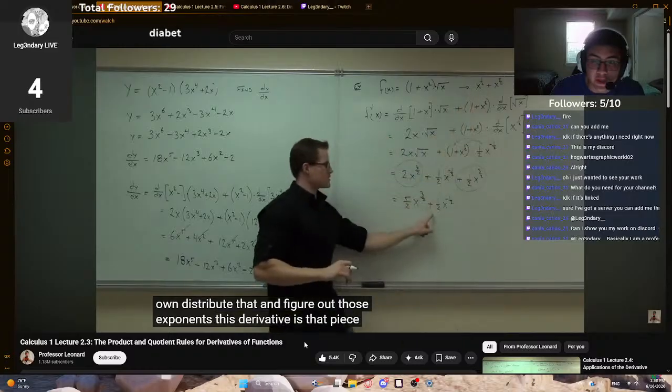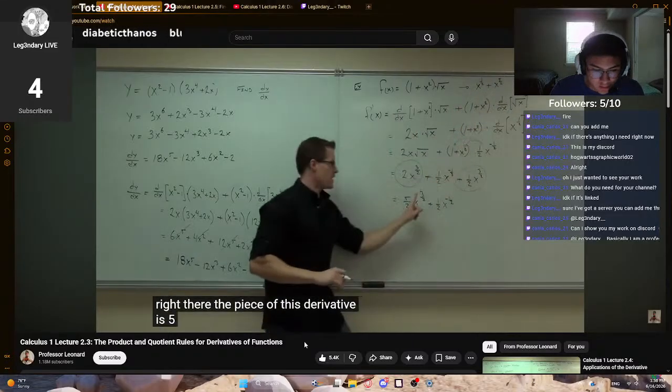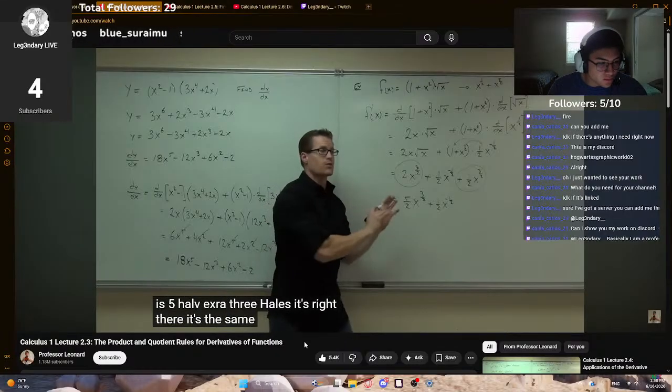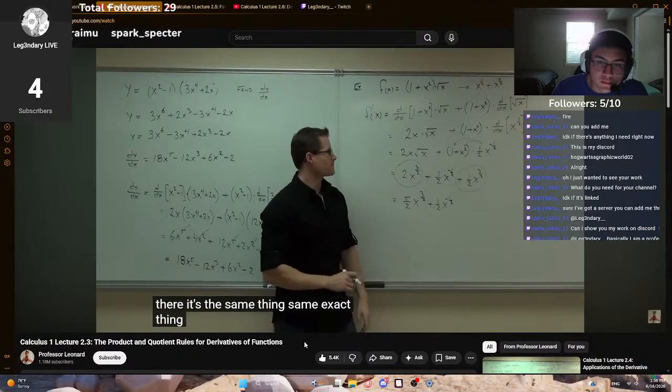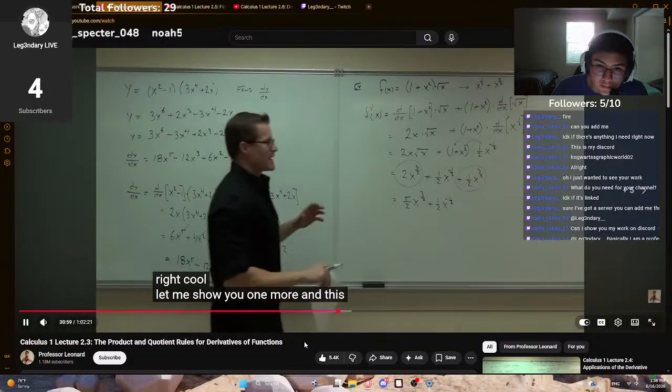This derivative is that. That's actually so much easier. So this derivative is 5 halves, x to the 3 halves. It's right there. It's the same exact thing. Feel okay with this so far? It's kind of in general.